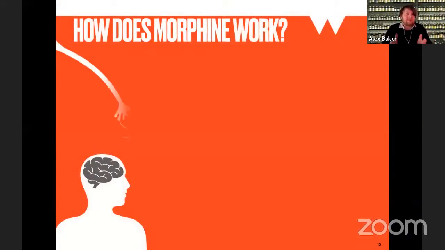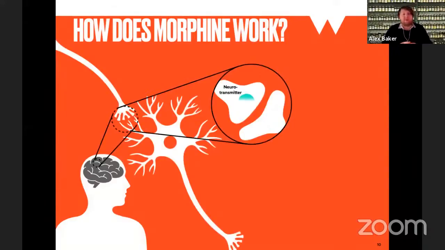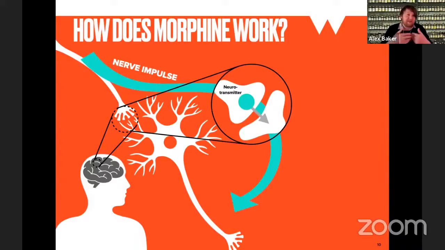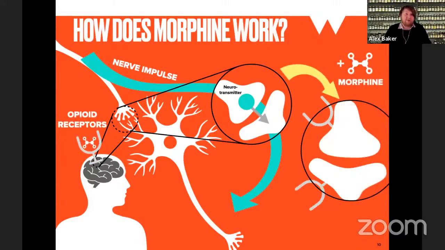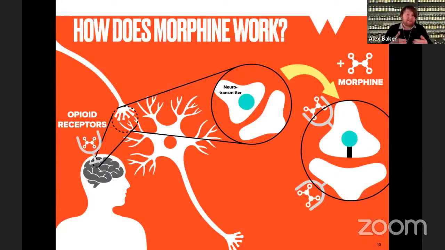Well, when you experience pain, this is because your nerve impulses are traveling along your neurons to the brain across nerve junctions, and they're carried across those nerve junctions by chemical neurotransmitters. Now, when you take morphine, it enters your brain, binds to opioid receptors on the junctions of those neurons, and this prevents the neurotransmitters from being released. This literally stops nerve impulses in your brain, so you don't feel pain.